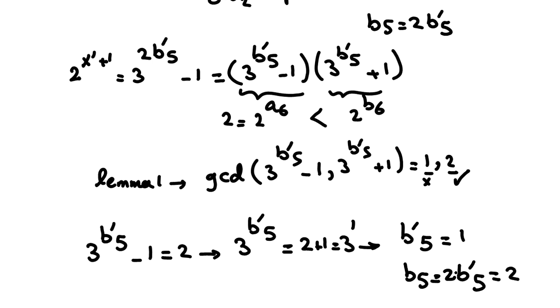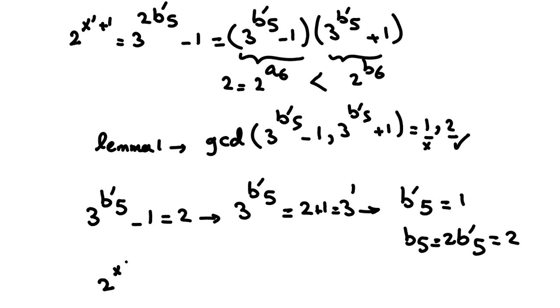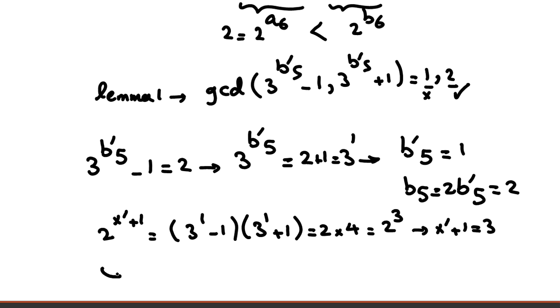And then we can say what? If I want to find 2 to the x prime plus 1, it is what? 3 to the b prime 5 plus 1, which will be 3 to the 1 plus 1. It will be 2 times 4, which will be 8. And it will be 2 cubed. So 2 to the x prime plus 1 equals 2 cubed. It is 3. So x prime is what? So x prime is 2.